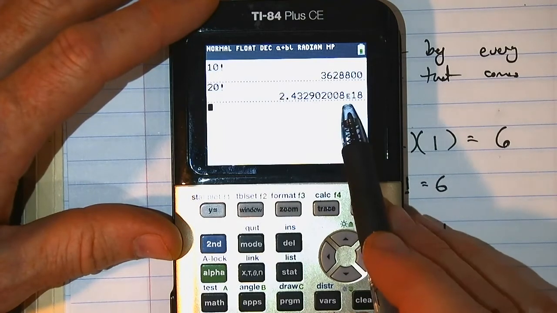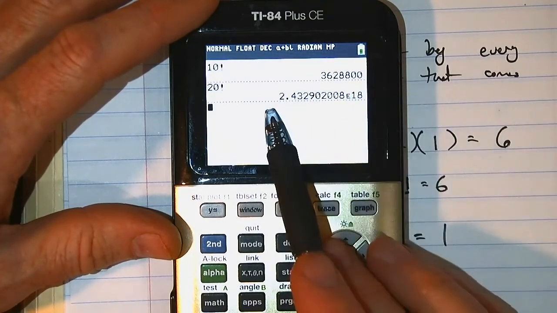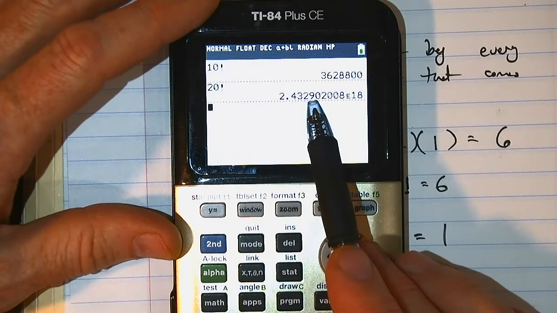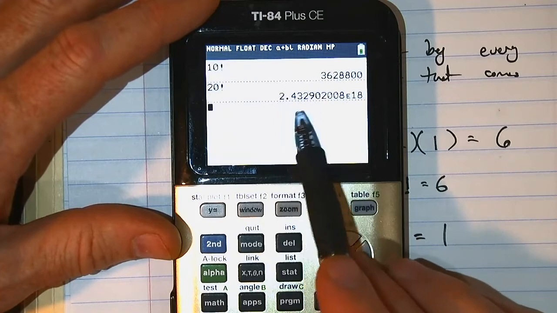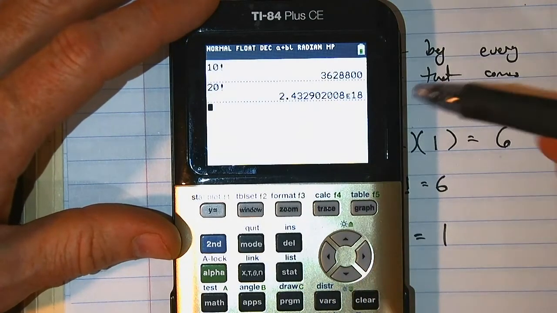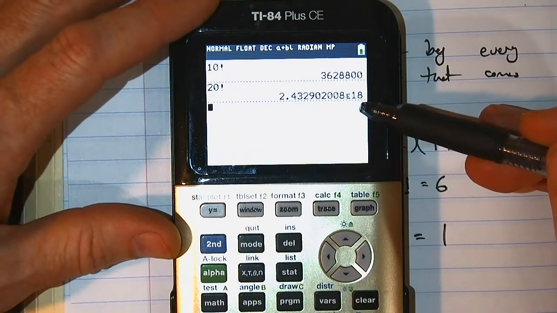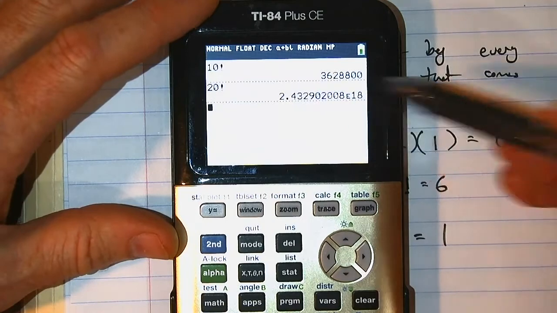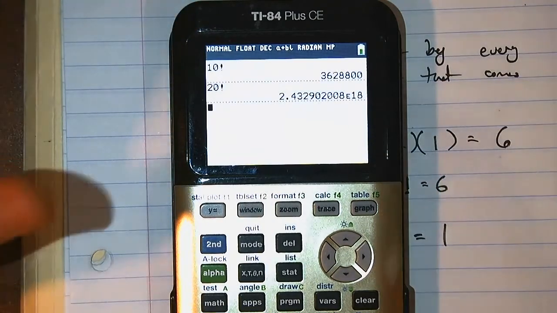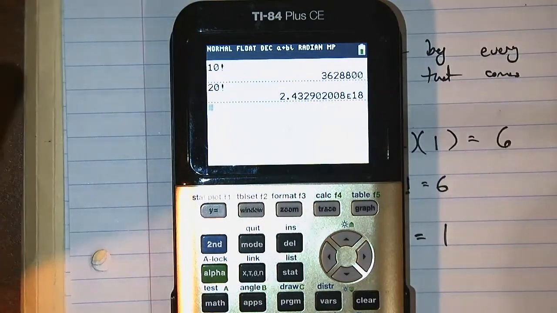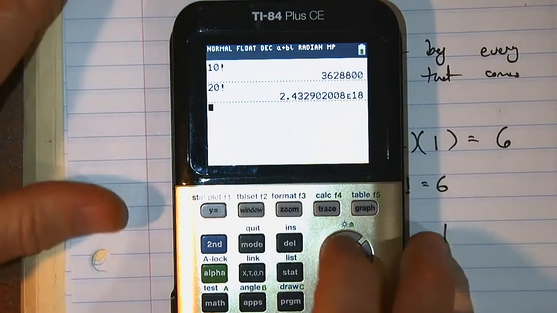When I get that E, that's scientific notation. So this isn't 2.4. This is 24329, blah, blah, blah, where I move the decimal point 18 spots. Okay, so this is a ginormous number, right? 2 with 18 numbers after it is a ginormous number. So we're going to deal with really big numbers when we deal with factorials. So just be prepared for that.